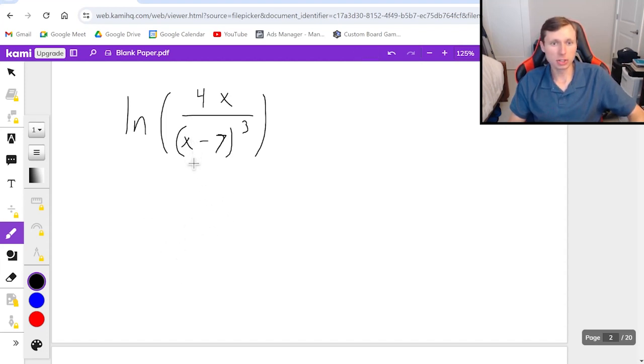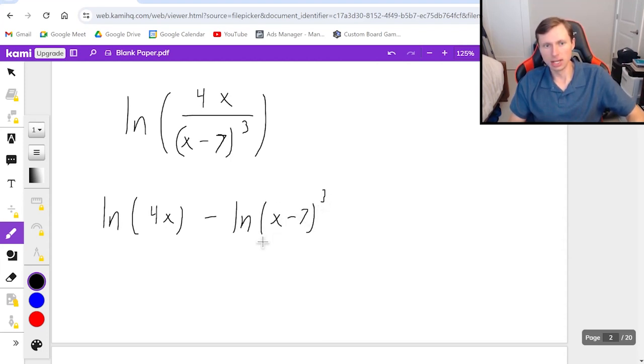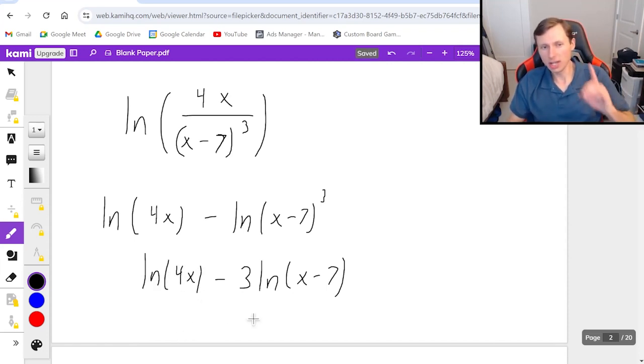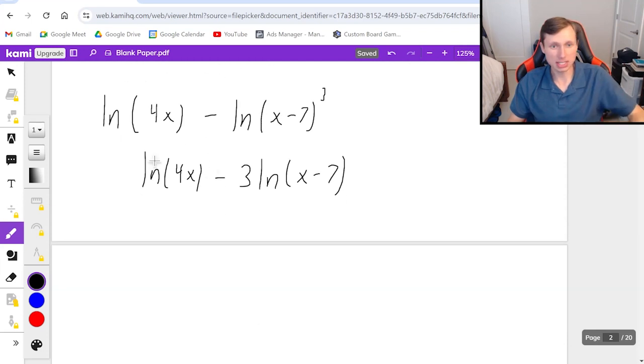So, first thing I'm going to do is I'm going to say division becomes subtraction. So this will be natural log of 4x minus the natural log of x minus 7 cubed. Now this power can go out in front, so it's 3 natural log of x minus 7. And maybe you think then this is the final answer, but it is not. We can actually do one extra simplification that most people miss.